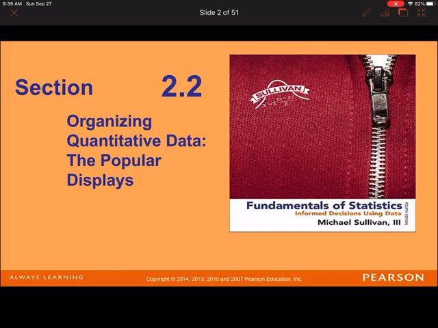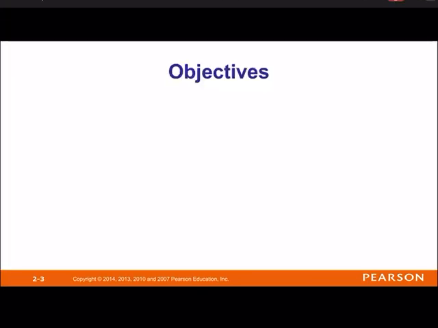Okay, so section 2.2, it's easy. There's just a lot of information in it. It's about organizing quantitative data and the popular displays. So again, our 7 objectives overall.